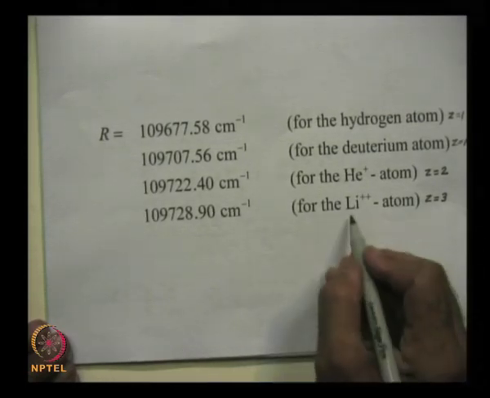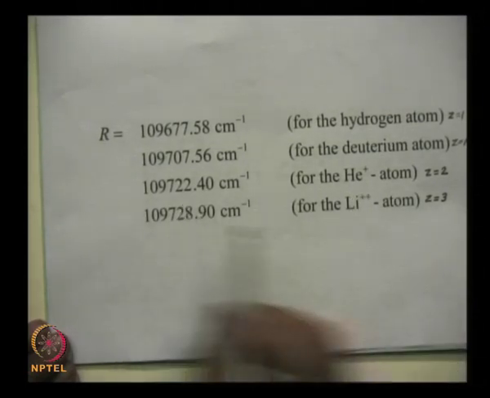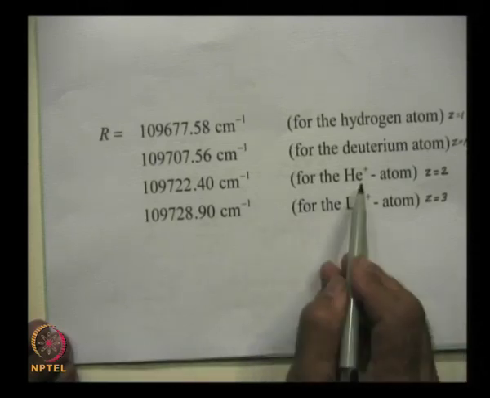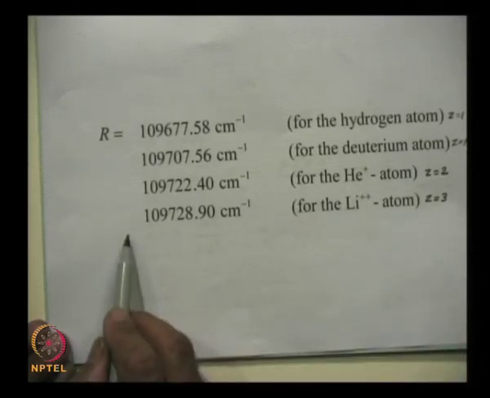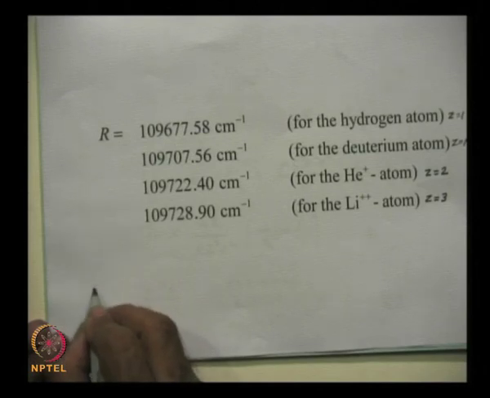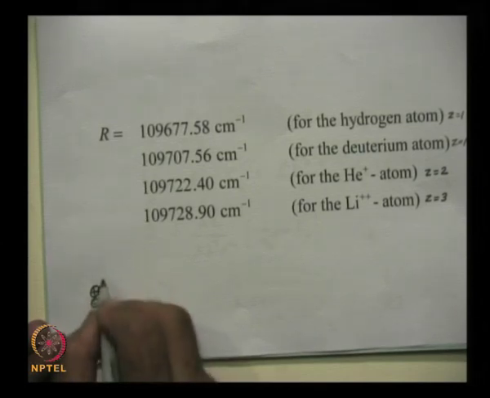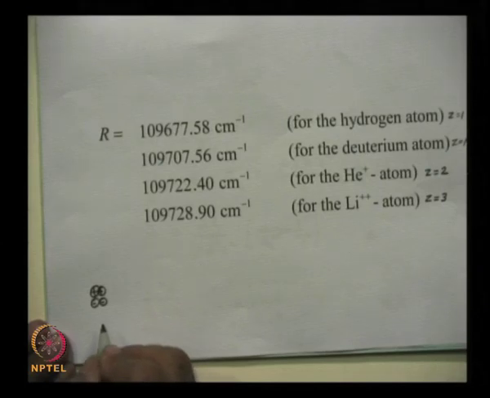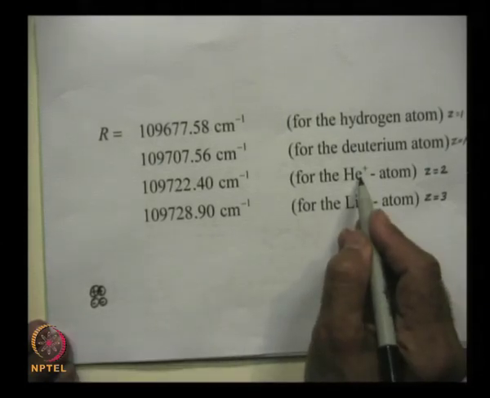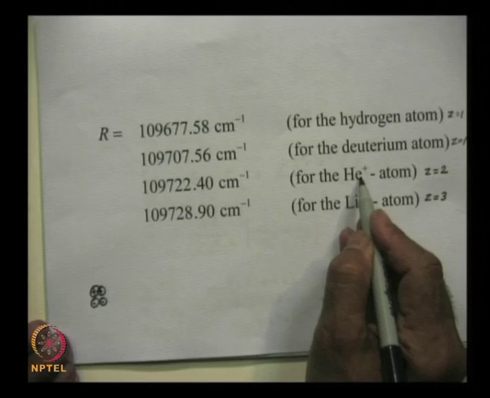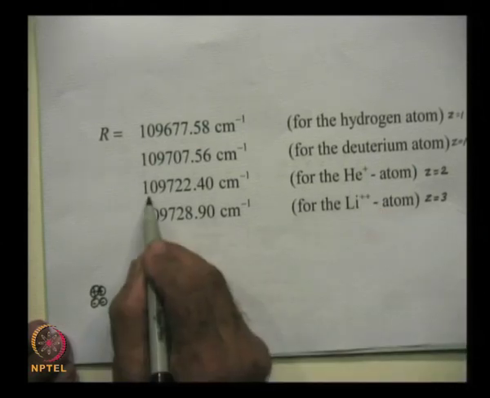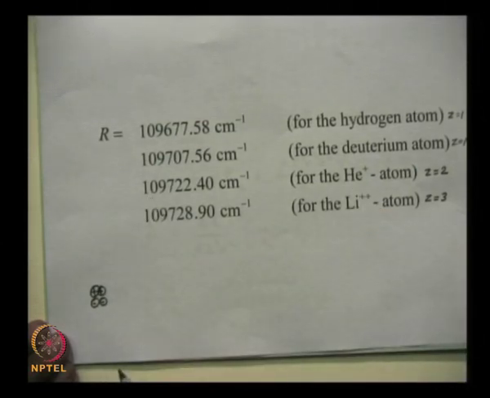And here, for example, for the helium plus atom, you have 2 protons and 2 neutrons, and because of 2 protons, the neutral helium atom consists of 2 electrons. So, if you take 1 electron out, then you will have the helium plus atom.